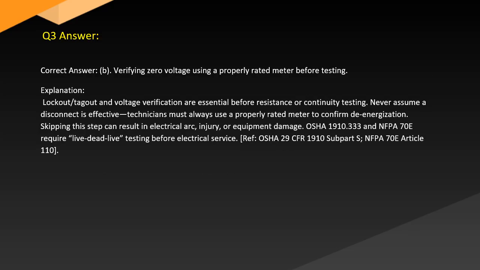Answer. Correct answer: B. Verifying zero voltage using a properly rated meter before testing. Explanation. Lockout, tagout, and voltage verification are essential before resistance or continuity testing. Never assume a disconnect is effective. Technicians must always use a properly rated meter to confirm de-energization. Skipping this step can result in electrical arc, injury, or equipment damage.